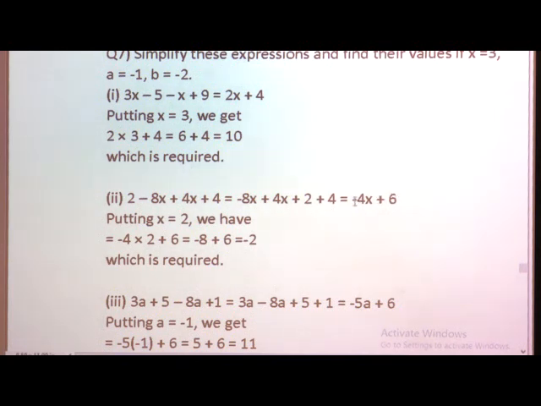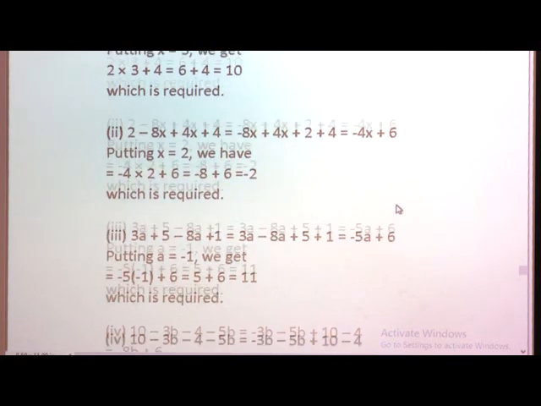Now, in this expression which we have simplified, we can put the value of x and find the required value. So, what is x? Here it is 3. So, minus 4 into 3, plus 6. Minus 3 fours are 12, minus 12 plus 6. So, 12 minus 6 is 6, and since the greater number has the minus sign, it is minus 6. So, in this way we can find out the values of it.